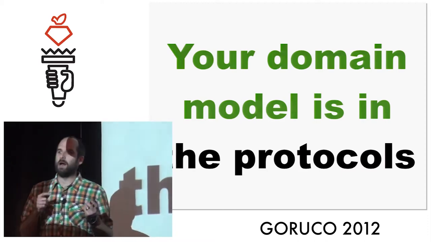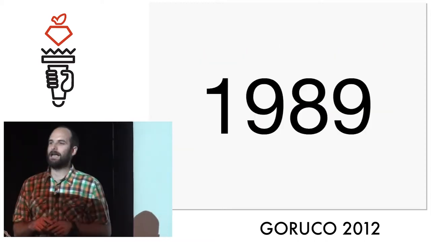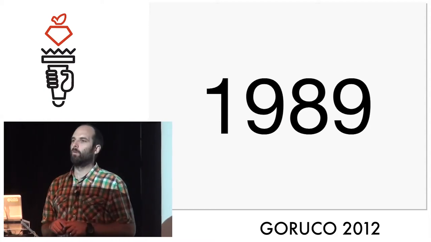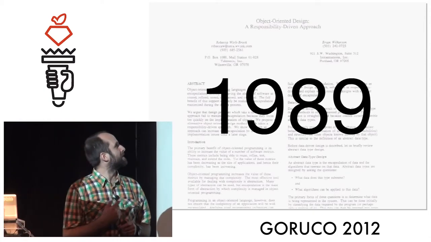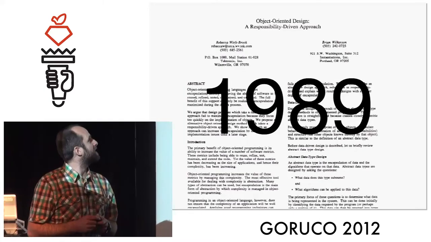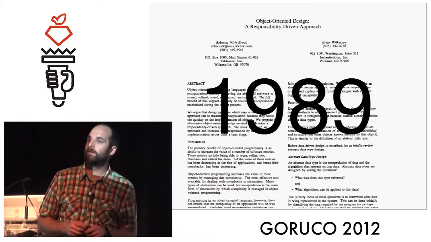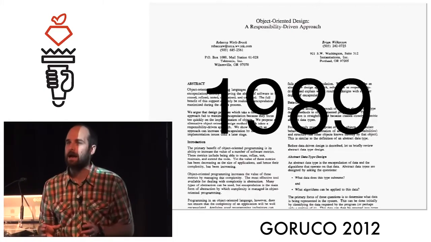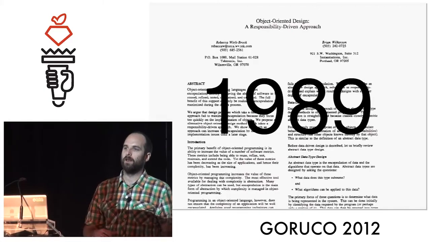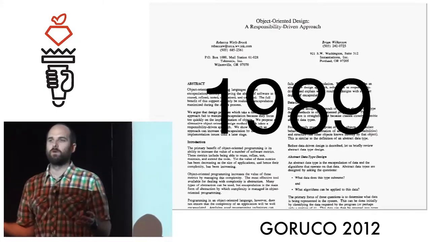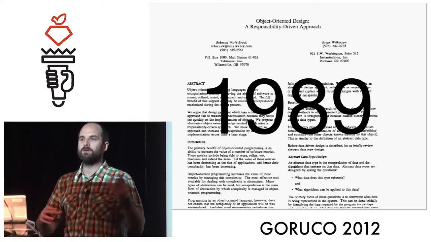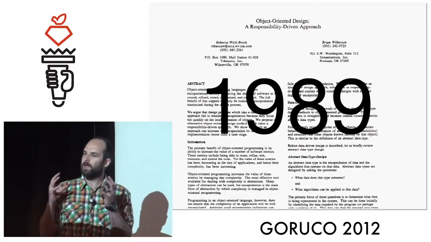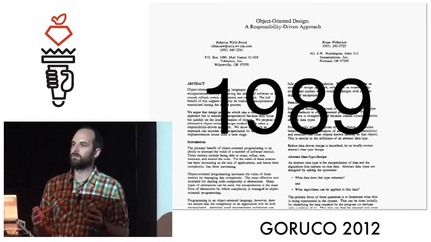So let's go back to 1989. And Rebecca Wirfs-Brock writes this paper, Object-Oriented Design: A Responsibility-Driven Approach. And she compares, in 1989, this is Smalltalk. And this is part of this wonderful Smalltalk community that there was at the time, where all these great people like Kent Beck and Ward Cunningham came out of. These people were really thinking about designing programs.